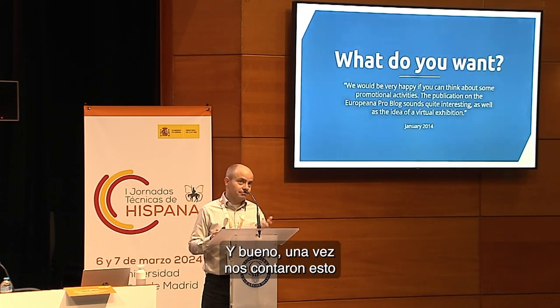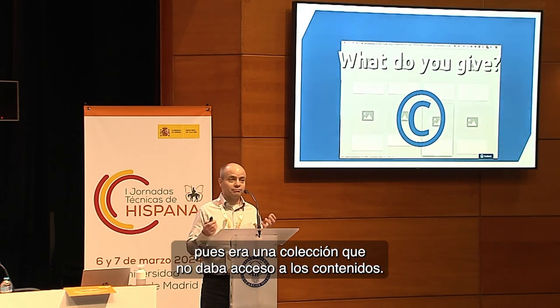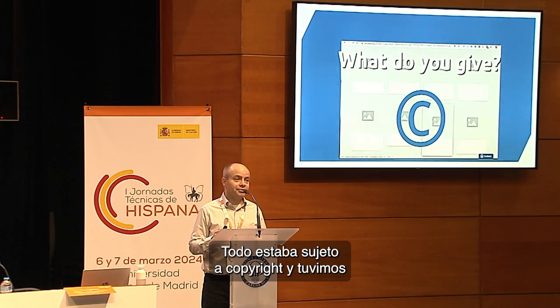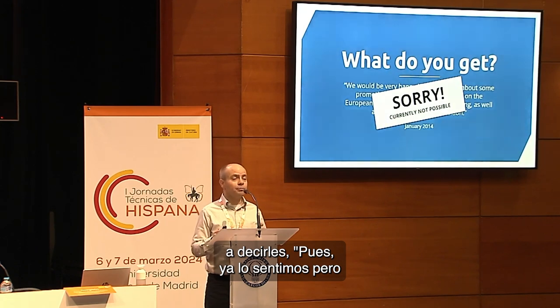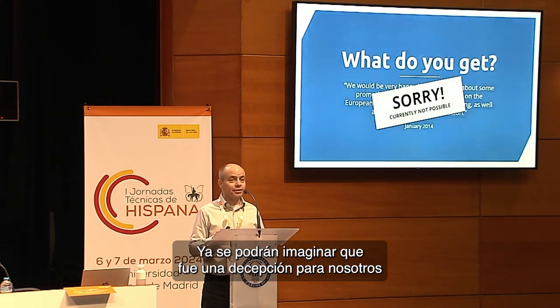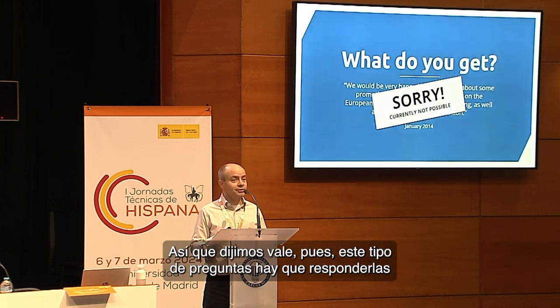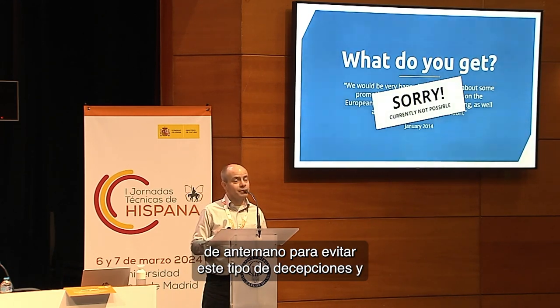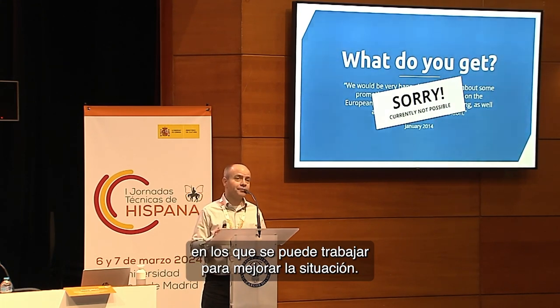But then we got to see what they wanted to publish, and it was a collection that gave no access to the content; it was all in copyright. We had to go back to them and say that what they would like to do was not possible. You can imagine that was quite disappointing for us, because we had worked on it, and for them as well. So we said, wouldn't it be better to clarify those questions upfront and discuss things, to avoid those disappointments and maybe see if there are things we can work out together to improve the situation?